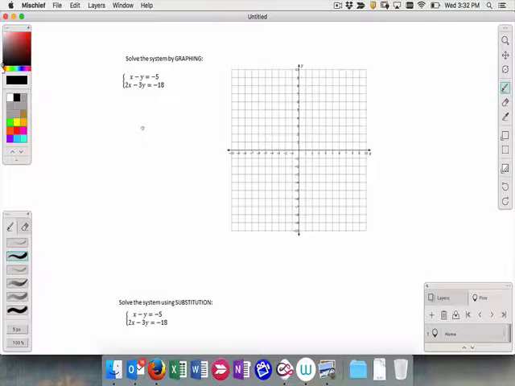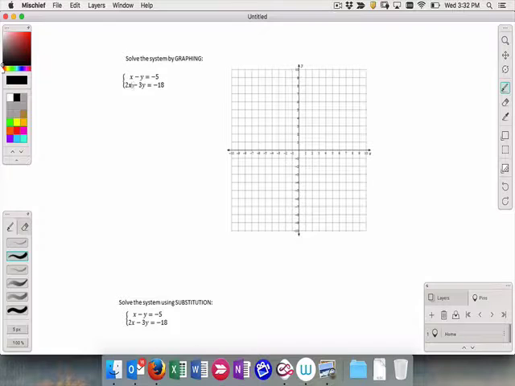So here we go. We're going to solve this system of equations. And I want to solve the same system using two different methods. The first method is the first one that we learned in class, which is graphing. And I'm not sure if that's the best method for this system of equations, but we're going to do it anyway.